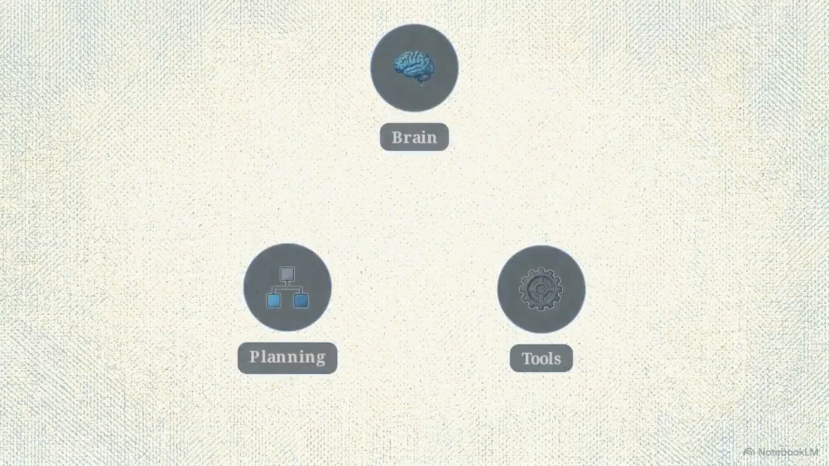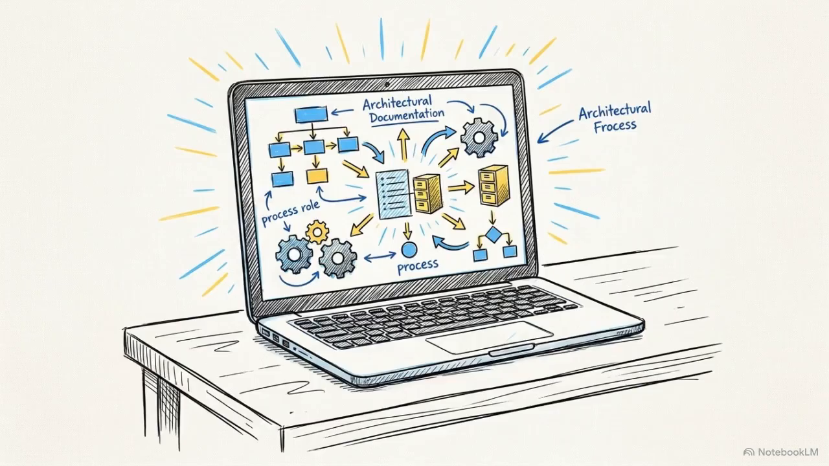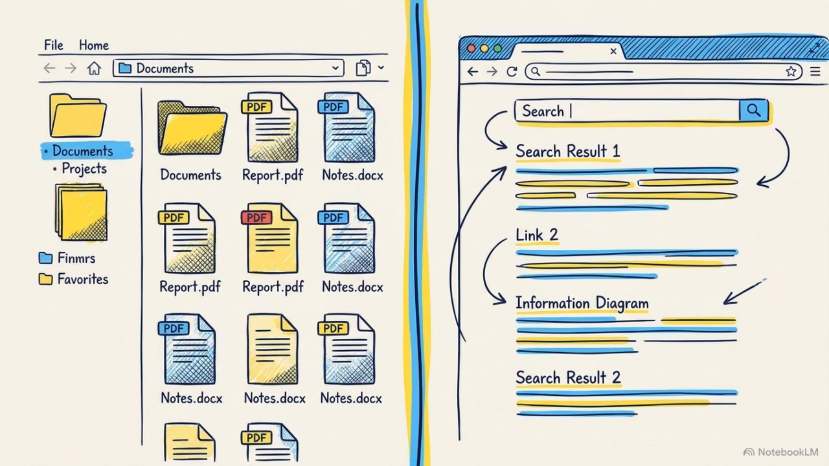By integrating the brain, tools, and planning pillars, we have successfully established a loop of autonomy. Understanding this manual loop provides the groundwork for adopting frameworks like LangChain, which simplify the process of building agents that can read thousands of local files or search the web.